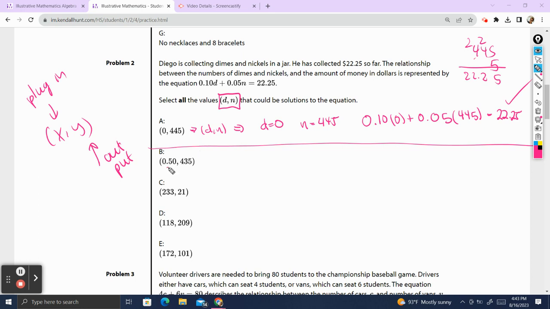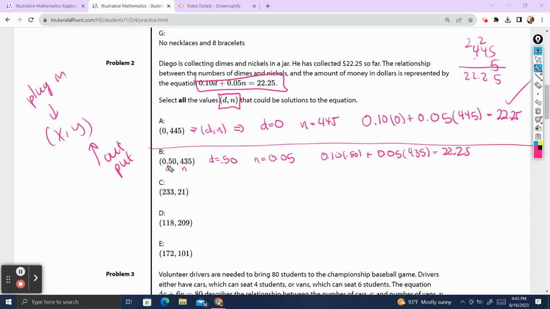So we have to remember here, this represents our D, this represents our N. So D in this case is going to be 50 cents, and N in this case is going to equal 0.05. So our equation that we're going to use is the same equation up here. We're just going to plug in 0.5, so plus 0.05 times 50 cents times N, which is 435, is equal to 22.25.